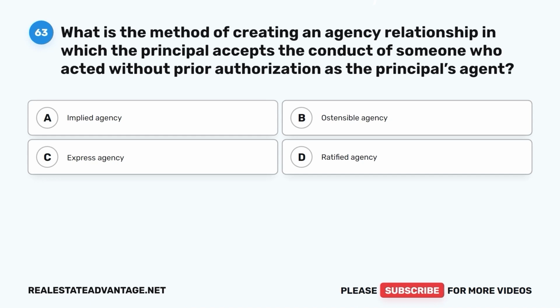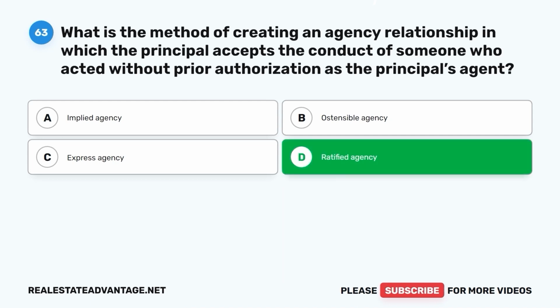Question 63. What is the method of creating an agency relationship in which the principal accepts the conduct of someone who acted without prior authorization as the principal's agent? A. Implied agency. B. Ostensible agency. C. Express agency. D. Ratified agency. The correct answer is D. Ratified agency.